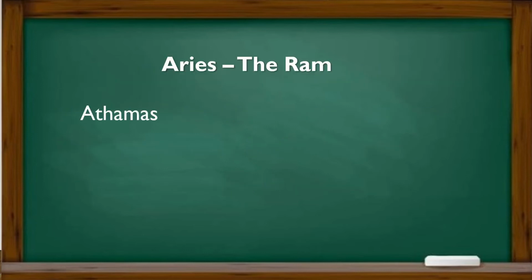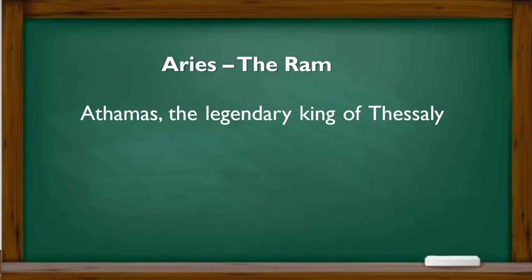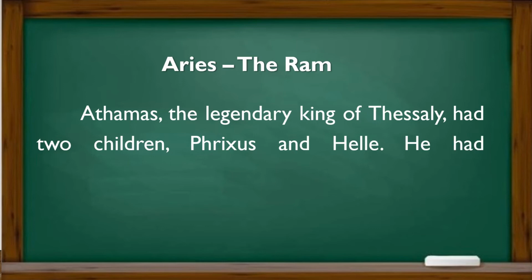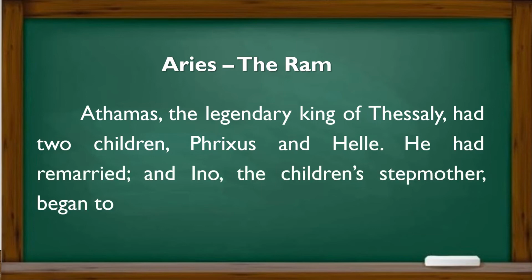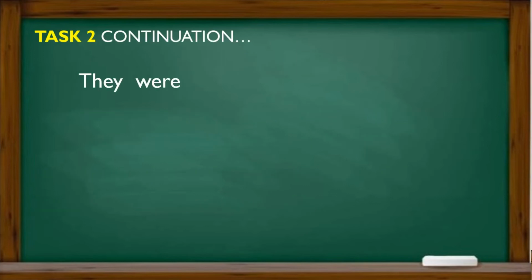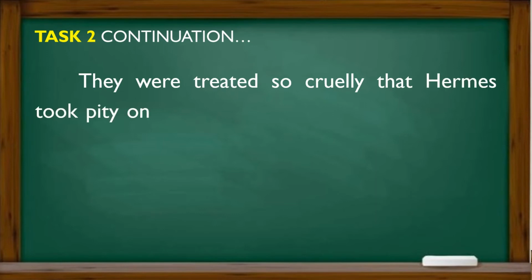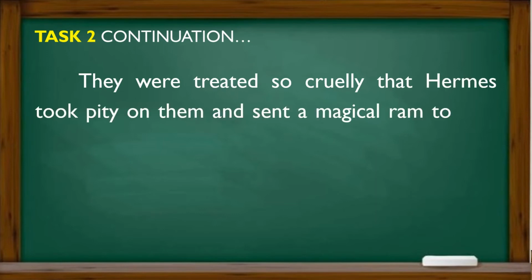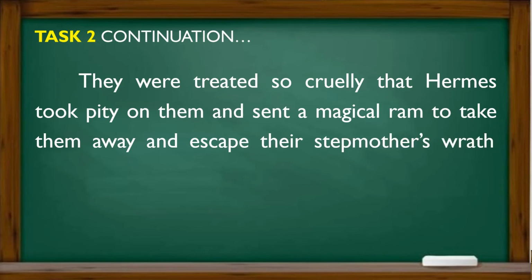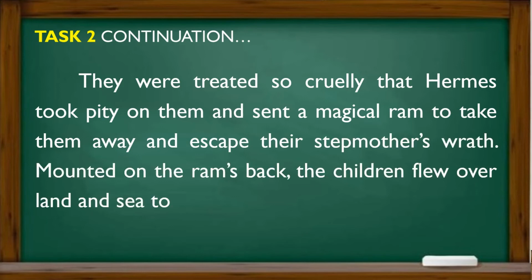Ares the Ram. Athamas, the legendary king of Thessaly, had 2 children, Phrixus and Helle. He had remarried, and Ino, the children's stepmother, began to treat them very badly. They were treated so cruelly that Hermes took pity on them and sent a magical ram to take them away and escape their stepmother's wrath. Mounted on the ram's back, the children flew over land and sea to the east.